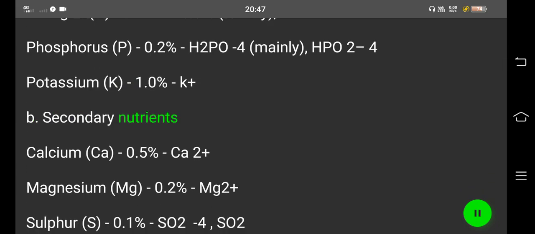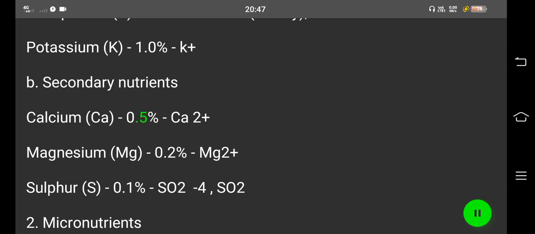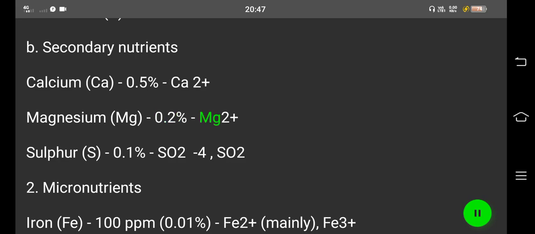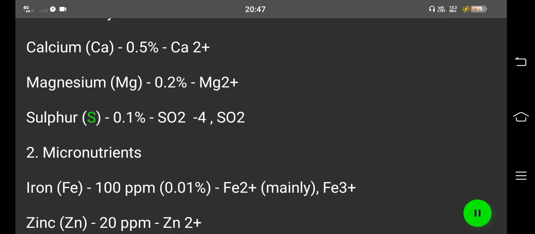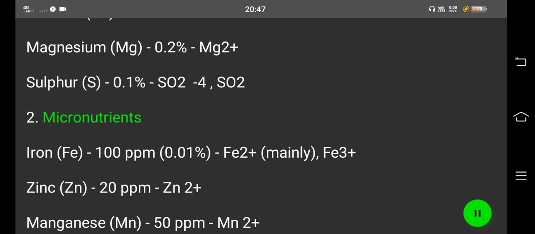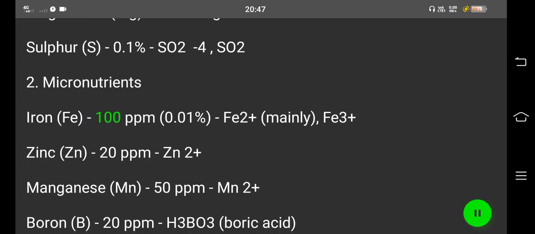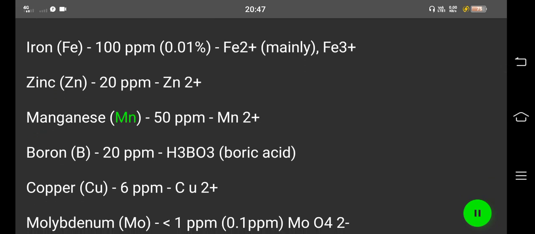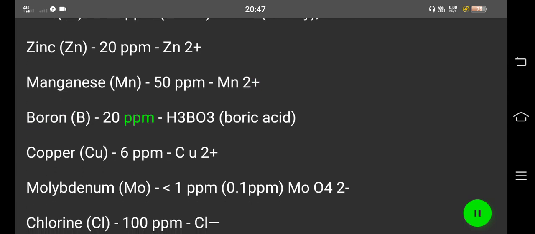B. Secondary nutrients. Calcium, Ca, 0.5%, Ca2+. Magnesium, Mg, 0.2%, Mg2+. Sulfur, S, 0.1%, SO4 2-, SO2. 2. Micronutrients. Iron, Fe, 100 ppm, 0.01%, Fe2+, mainly Fe3+. Zinc, 20 ppm, Zn2+. Manganese, Mn, 50 ppm, Mn2+. Boron, B, 20 ppm, H3BO3, boric acid.